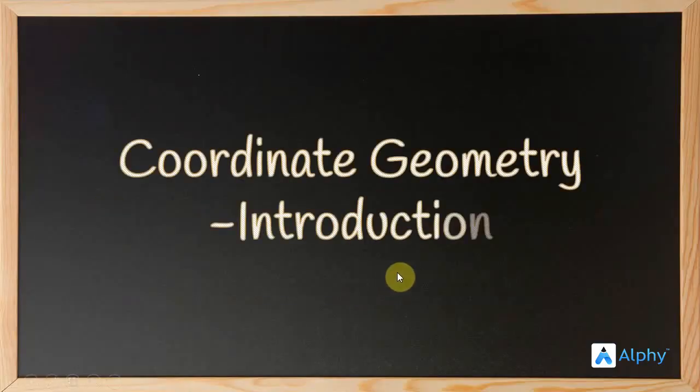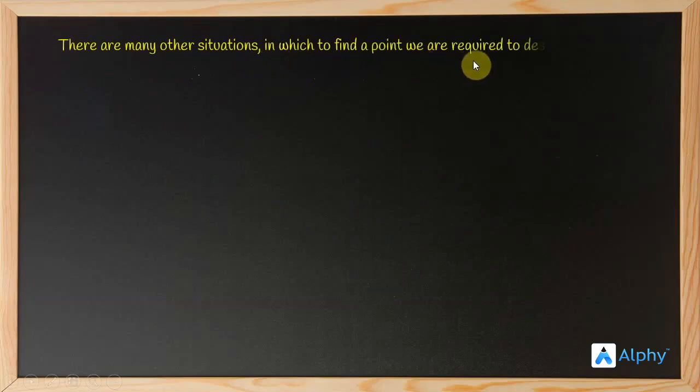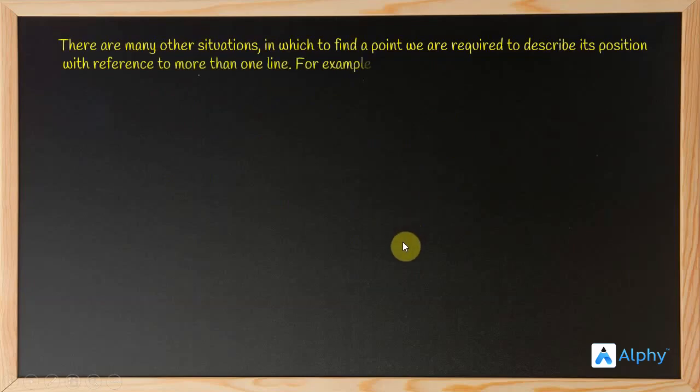Coordinate geometry: an introduction. We've already studied how to locate a point on a number line. We also know how to describe the position of a point on the line. But there are many other situations in which, to find a point, we are required to describe its position with reference to more than one line.